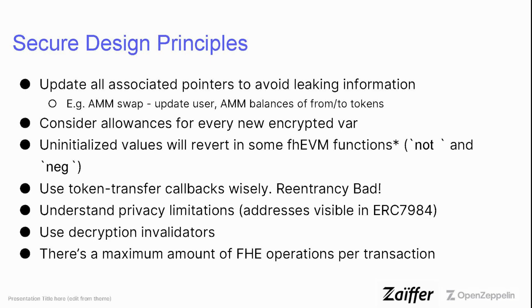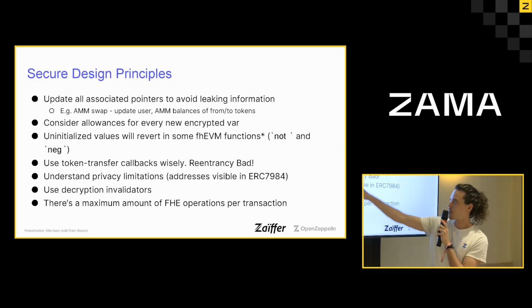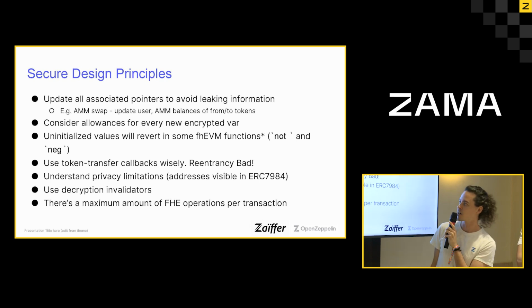So, secure design principles. If there are any values that are entangled, any associated pointers, for example, in an AMM, if I am trading token A for token B, you're going to want to update 4 pointers. That's the AMM's token A and token B balance and my token A and token B balance, so that it hides what direction the swap was in, and how much I might have got. You need to consider allowances every time you make a new pointer, which is really often. There are a few FHEVM functions which will revert if you pass in an uninitialized pointer, like not and neg. Star, because that's being worked on, and should be gone in the future.